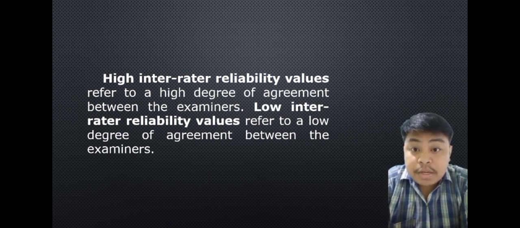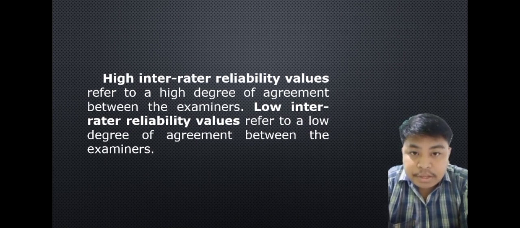So, if everyone agrees, the inter-rater reliability is 1 or 100%. And if everyone disagrees, the inter-rater reliability is 0 or 0%. High inter-rater reliability indicates that the raters' ratings for the same item are consistent. Conversely, low reliability means they are inconsistent.